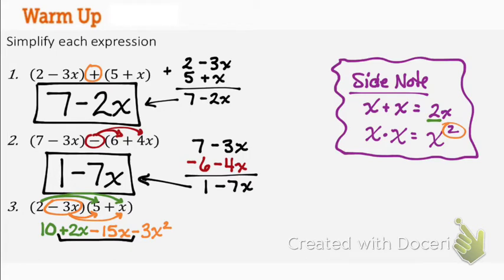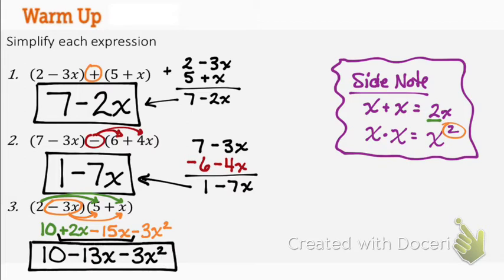2x and negative 15x. In order to be able to combine them, like terms have to have the same letter and the same power, the same exponent. So these both have x's and neither one has an exponent on it. Nothing combines with my 10. What is 2x minus 15x? Negative 13x. And then this minus 3x squared doesn't have anything to combine with. So that would be my fully simplified answer.